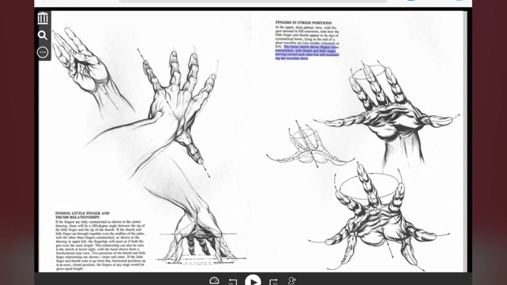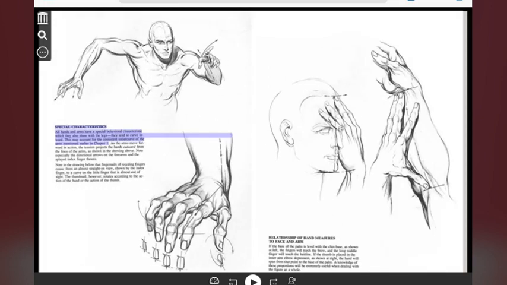Special characteristics. All hands and arms have a special behavioral characteristic which they also share with the legs. They tend to curve inward. This may account for the consistent undercurve of the arms mentioned earlier in Chapter 1. As the arms move forward in action, the tension projects the hands forward from the lines of the arms, as shown in the drawing above.